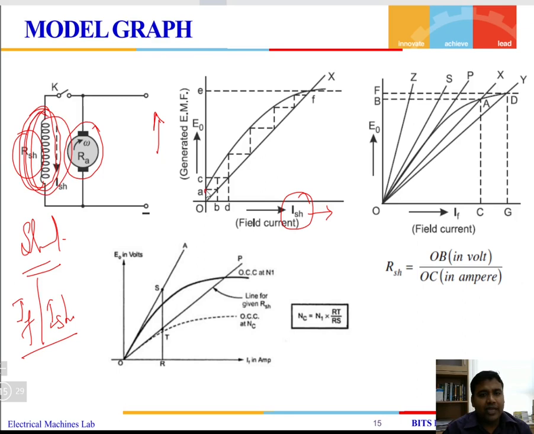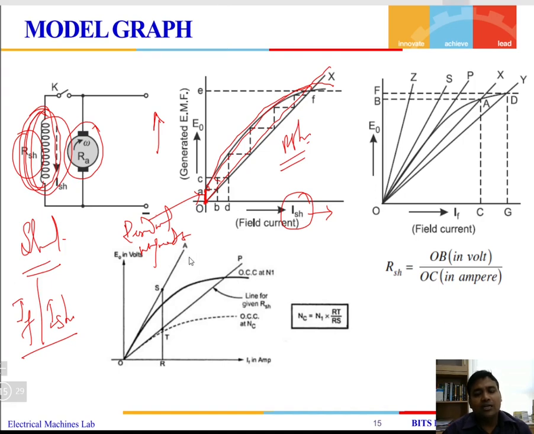So the point A will not start from the origin. There will be something, this point is known as the residual magnetism. So some amount of residual magnetism will be there, and the open circuit characteristic will be like this. It will increase in the linear part and then slowly saturate, and this line is basically the shunt field resistance line.